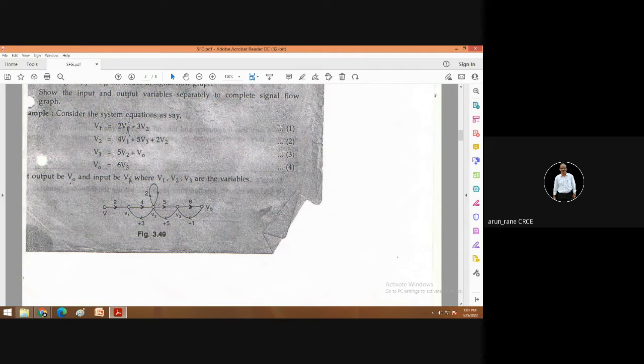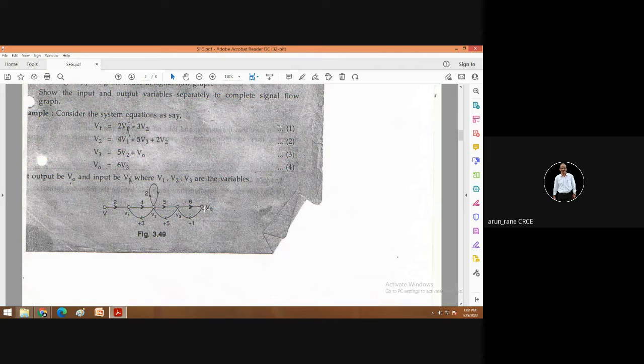Then V3 is equal to 5 V2 plus VO. That is this 5 V2, and V3 is this, and VO is this. This is the feedback, and this is the 5 V2, and then VO is equal to 6 V3.